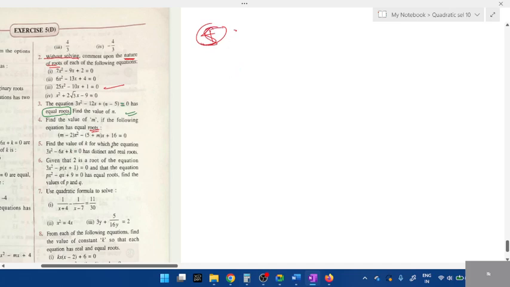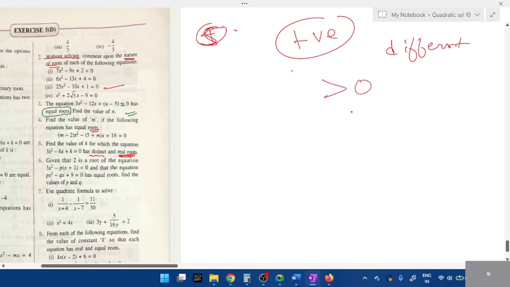Find the value of k for which the equation has real root. What do you mean by real? The answer is positive or negative. Real meaning. Answer is positive. Distinct. What did I tell you? Distinct meaning is equal to 0 or more than 0. Distinct meaning is what? Distinct meaning is different. Yes. So it is not equal to 0, students.